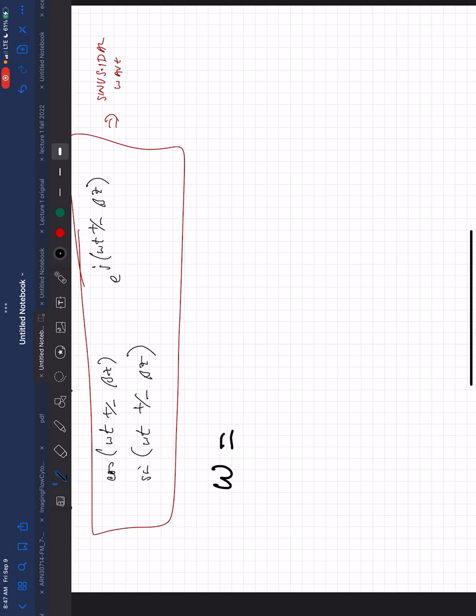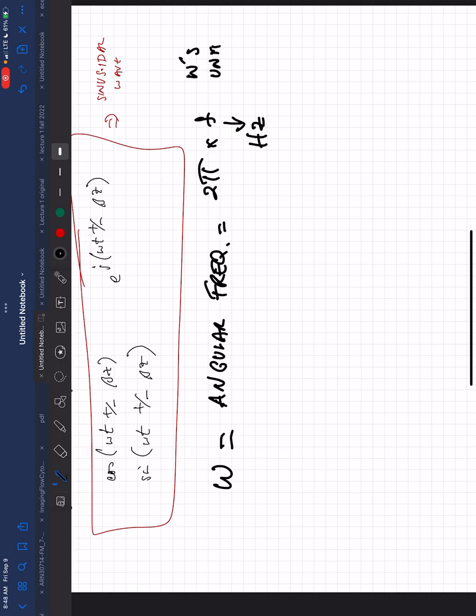Okay, so this is called angular frequency. Omega is equal to 2 pi times f, where f is in hertz, and omega has units of radians per second. And beta, so these are the definitions, is called the propagation constant.